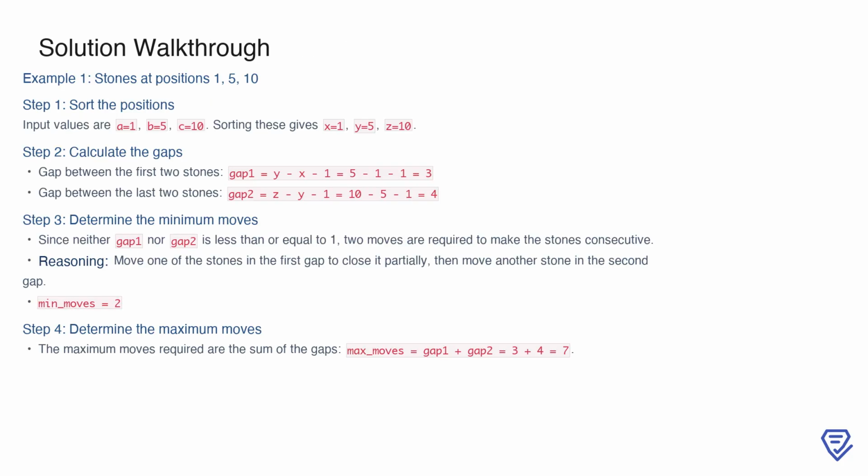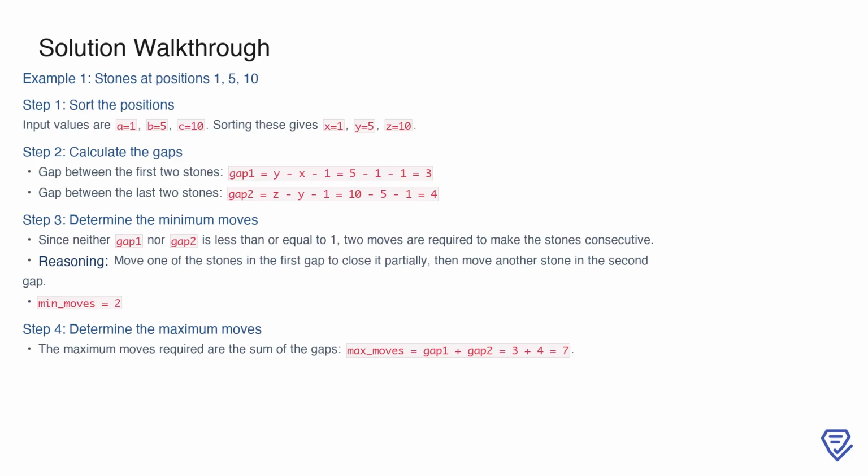To solve the problem, we start with the example where the stones are at positions 1, 5, and 10. First, we sort the positions, which gives us x equals 1, y equals 5, and z equals 10. Next, we calculate the gaps between the stones. The gap between the first two stones, gap1, is y - x - 1, which equals 5 minus 1 minus 1, which is equal to 3. Similarly, the gap between the last two stones, gap2, is z - y - 1, which equals 10 minus 5 minus 1, which is equal to 4.